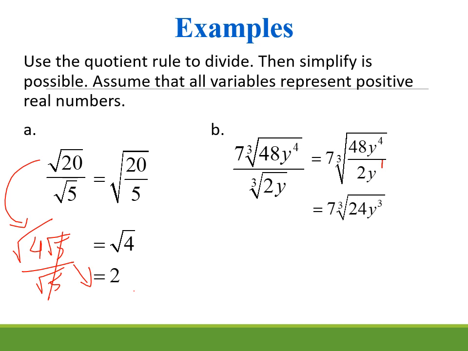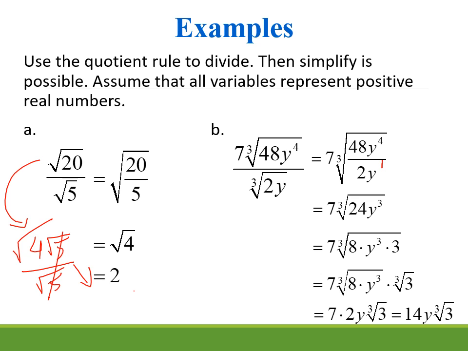And now I'm asking myself, is there a perfect cube that will multiply by something to give me 24? What about 8? 8 does. So I can end up with 8 times 3 is 24, and then I have y to the 3rd. And so I'm going to keep simplifying this. Well, the cube root of 8 is 2. The cube root of y to the 3rd is 1y, so therefore I'm going to keep them together because I know that they can be simplified. The cube root of 3 is 3's prime, so it's just stuck.